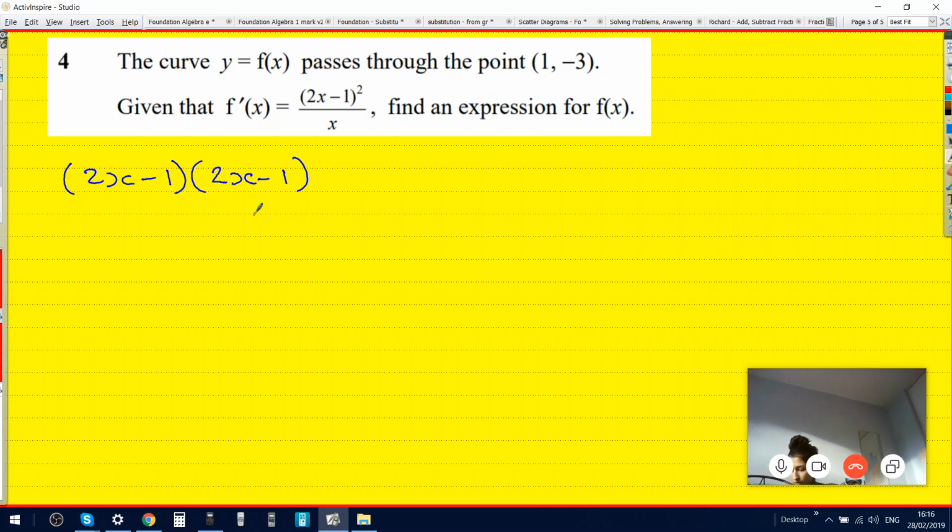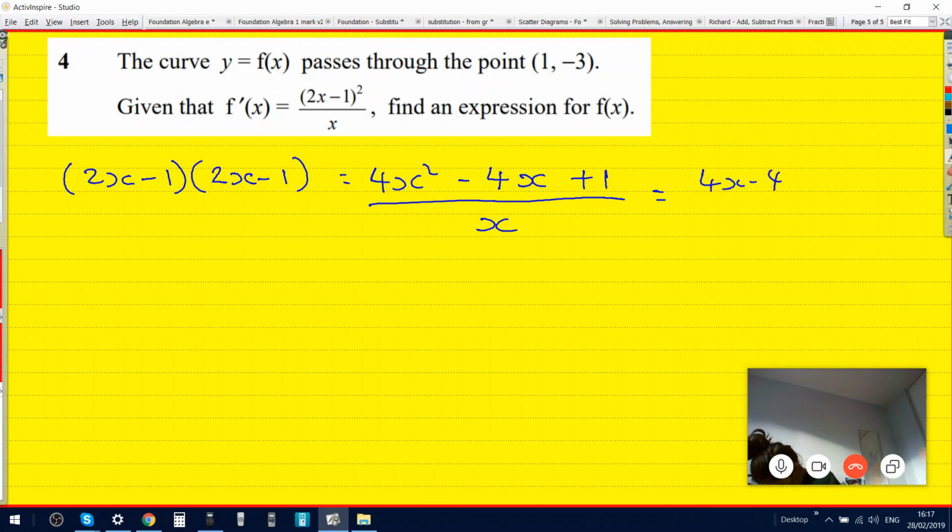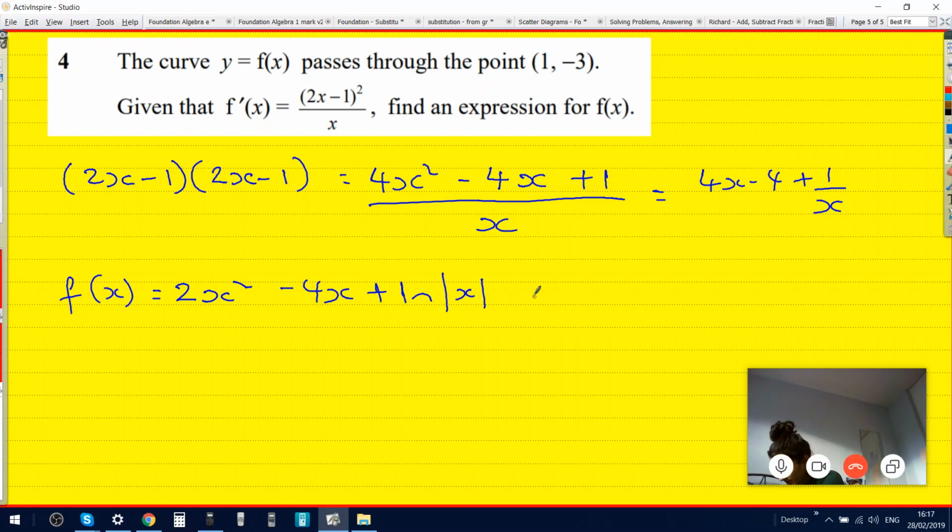So once you simplified it, you get 4x minus 4 plus 1 over x, and then you just integrate that. All over x. And you simplified that again. So 4x minus 4 plus 1 over x. And then you get 4x squared over 2 minus 4x plus ln modulus x. And then you can simplify the 4 over 2. Yeah. Oh, the plus C.